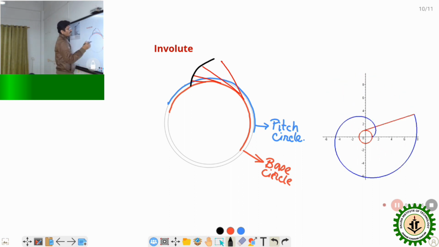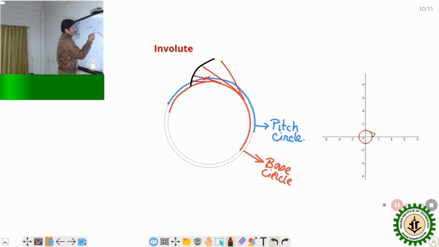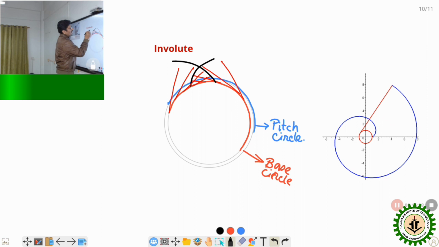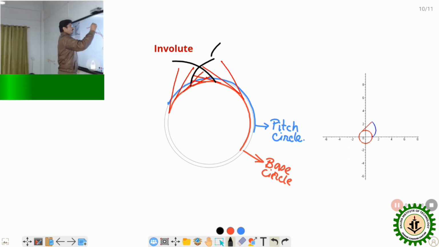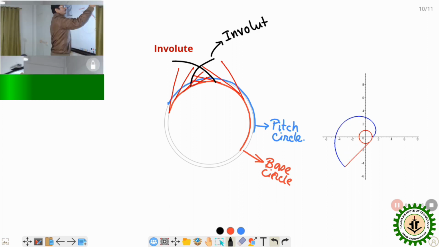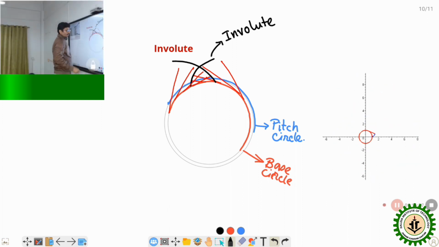From the other side, if we start unwrapping the thread from the base circle, the free end of the thread will look like that. If I join these, we can get another involute curve in that way. So these two black curves are the involute curves, involute of a circle. Now the final curve will be like that.